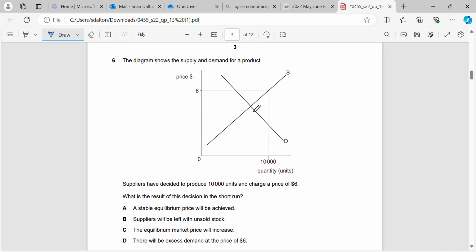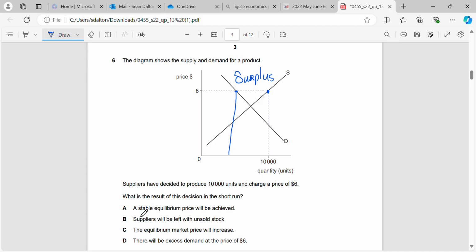Okay, the diagram shows the supply and demand for a product. Suppliers have decided to produce 10,000 units and charge a price of $6. What is the result of this decision in the short run? Okay, so they're showing us here what's happening. This is our level of supply and this is our level of demand. So what we've created, or what's happened because of the price change, is a surplus. Okay, and a surplus is another name for excess supply. So we're supplying too much product, but there's not enough people buying the product.